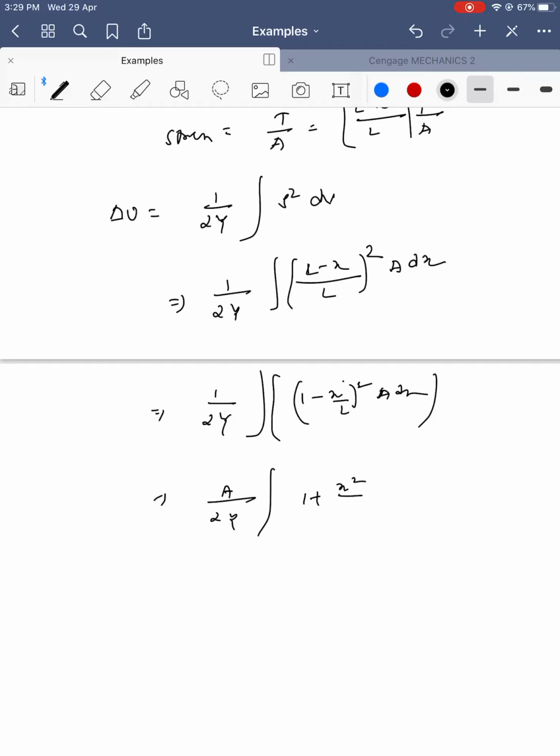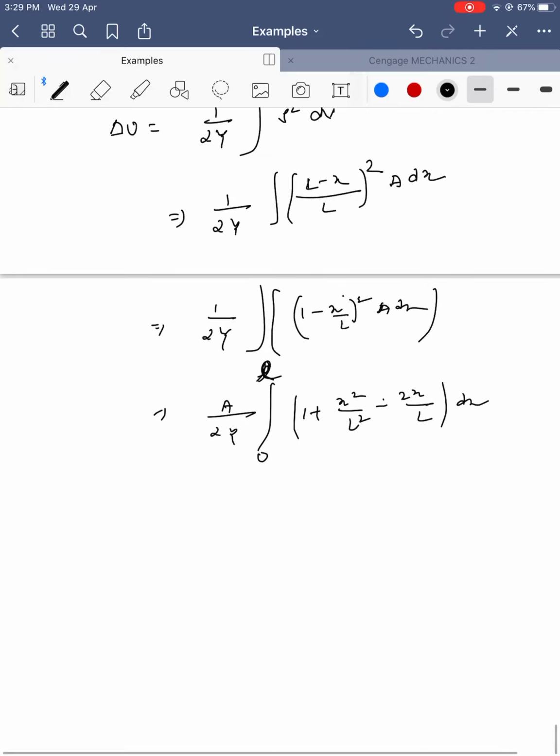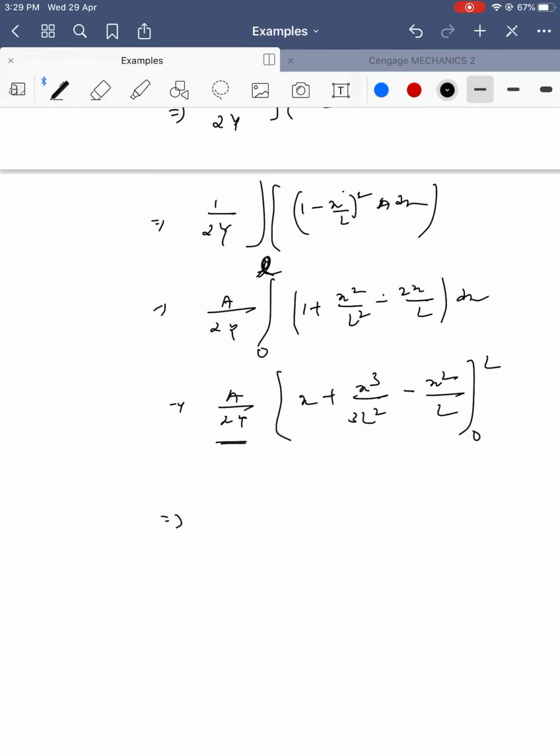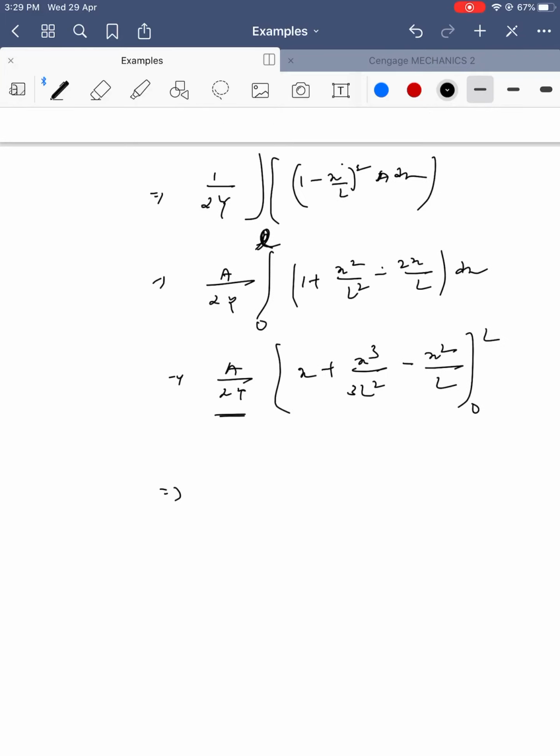The integral has 1 plus x square by L square minus 2x by L. Limits are varying from where to where? 0 to length L. Simplify this part, dx is also there, with A by 2Y and x plus x cube by 3 L square minus x square by L. If you simplify from 0 to L, throughout the cross section, you get the value of the potential energy.